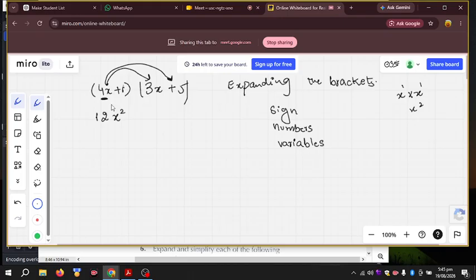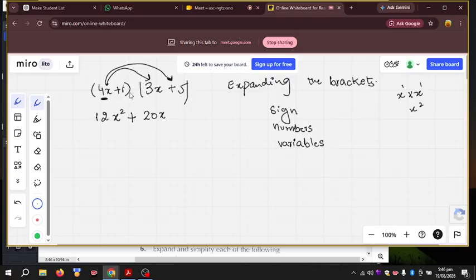Now you will multiply this first 4x with the second term of the second bracket. So again you will multiply the signs first, positive and positive will become positive, right? And then you will multiply the values. 4 times 5 is 20, right? And then you will multiply the variables. There is no variable written with 5, there is just one variable with 4, it's x. So you will write it down as 20x. You are done with the first term.